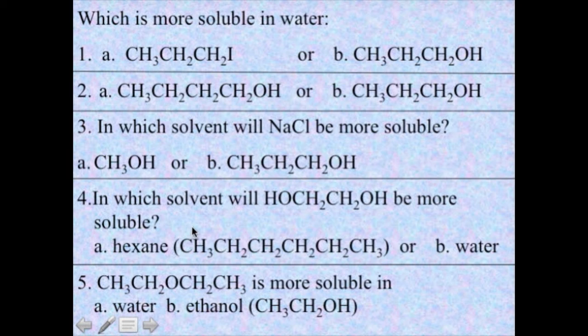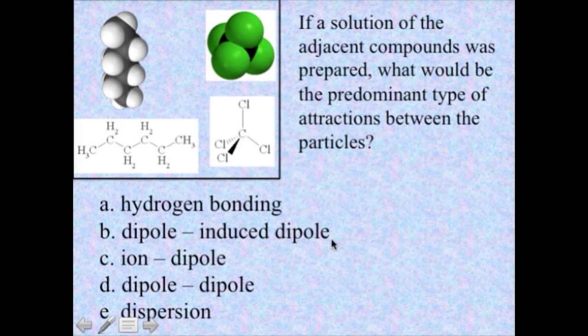In which solvent will ethylene glycol be more soluble? This is antifreeze, by the way. And with 2 OHs on 2 carbons, it's going to, of course, be more soluble in water, certainly more so than hexane. And finally, diethyl ether is going to be more soluble in ethanol because ethanol is less polar than water is. Here's a question for you to read.